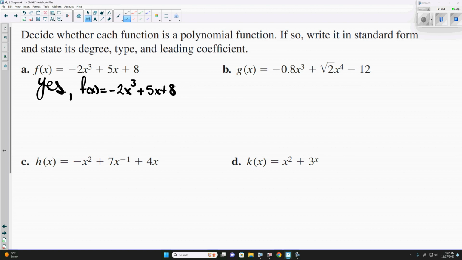So it was already written in standard form. We didn't have to change anything. But on the homework, we'll end up rewriting it out anyways in standard form. Okay, so it is in standard form.